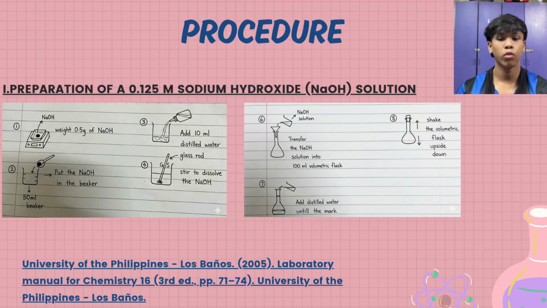First, we weigh 0.5 gram of NaOH, and then we put the NaOH in the beaker. After that, we add 10 ml distilled water, and then we stir to dissolve the NaOH using the glass rod. After that, we transfer the NaOH solution into the 100 ml volumetric flask. After that, we need to add distilled water until it reaches the mark.